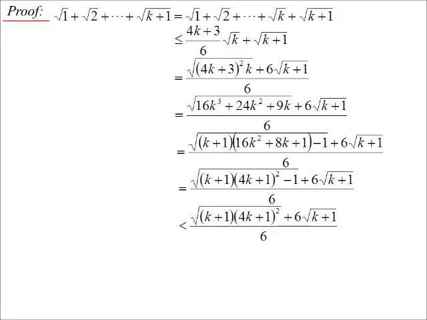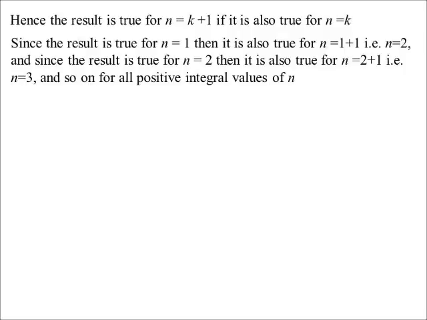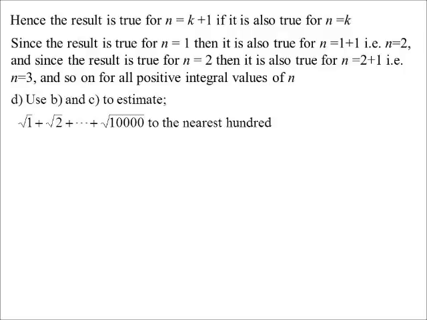Now I can simplify this surd. I've got k plus 1, 4k plus 1 all squared, and 4k plus 1 plus 6 is 4k plus 7, and that is indeed the result that we're looking for. Hence the result's true for k plus 1 if it's also true for n equals k, and once upon a time we used to write really long sentences like this.